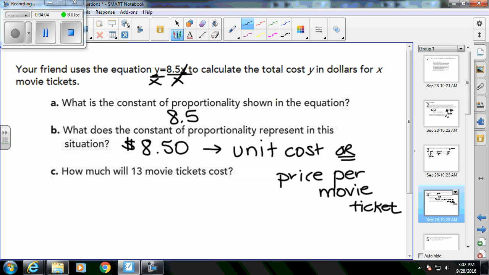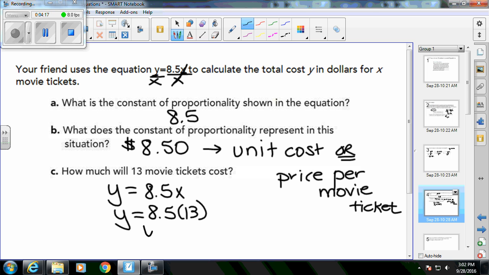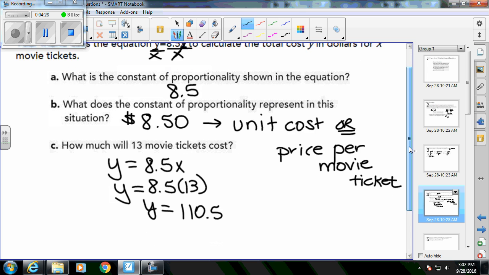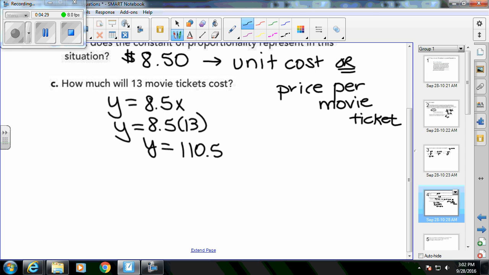Okay, so how much will 13 movie tickets cost? x represents our movie tickets, so we're going to replace x with 13. And when I do the math on that, we get 110.5. So in words I can understand, it would be a cost of $110.50 for 13 movie tickets.